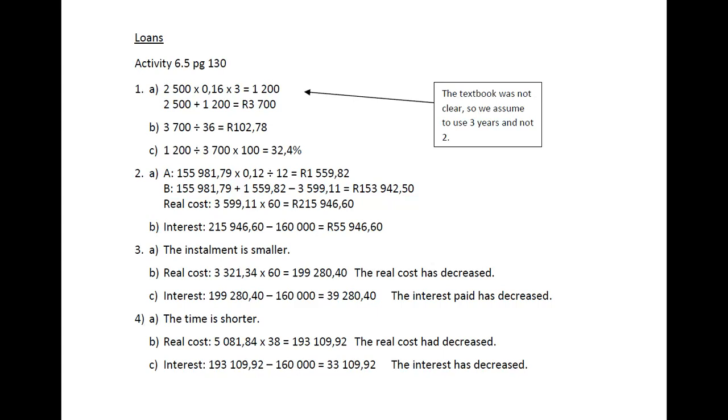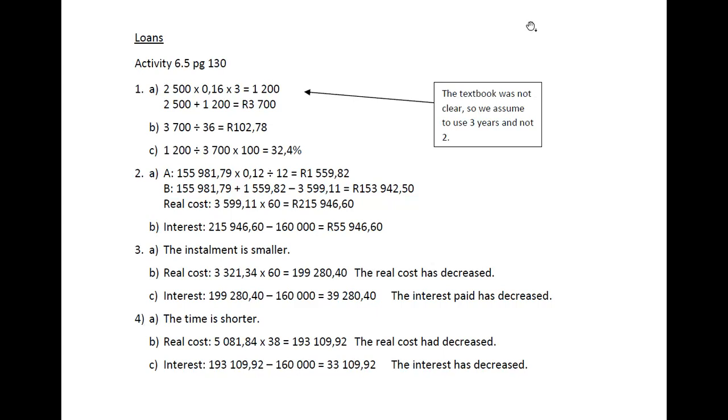Alright, Matrix, we're looking at loans here, activity 6.5, page 130. There was an issue straight off the bat with the first question, where they told you that the person was going to be paying interest over 3 years but then paying it off over 2 years. So I just made the assumption that we were actually going to work with 3 years for both of them. It must have been some sort of change between the textbook versions.